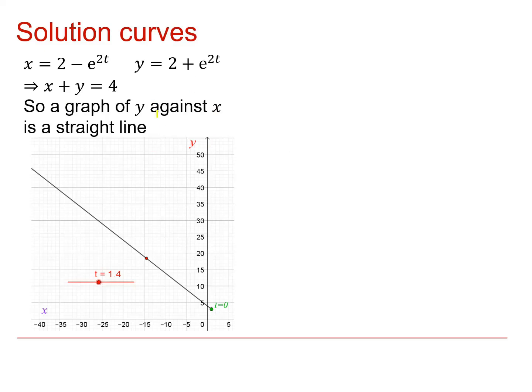And there's a neater version of that for you. Again, confirmation that x plus y equals 4, so it's going to be a straight line. And this point down here, when t equals 0, is the point 1, 3. And it's x plus y equals 4, which extends this way up the graph.